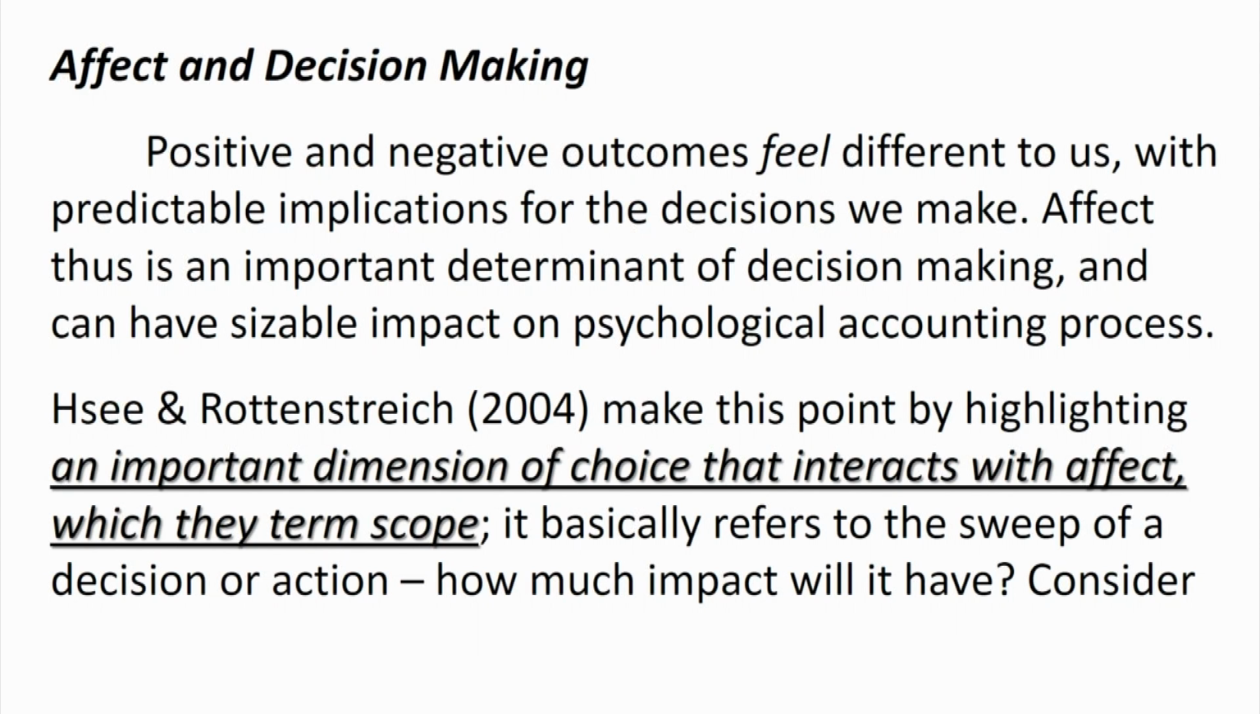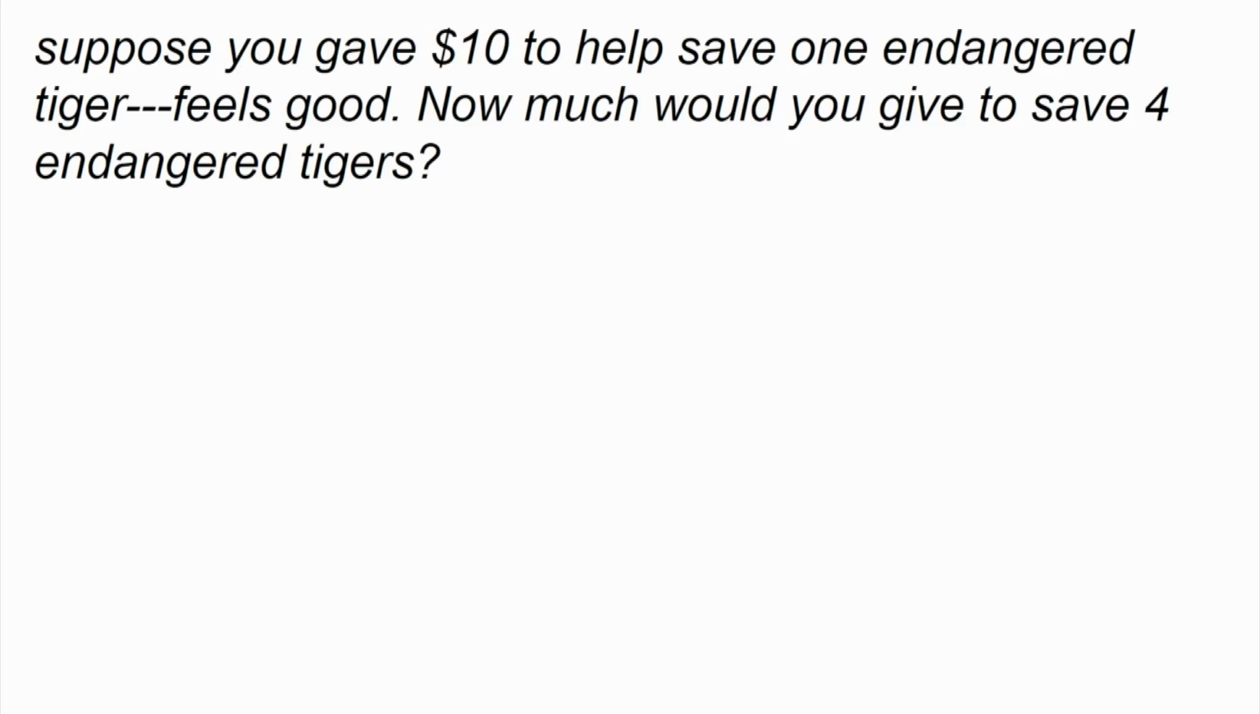So, basically Hsee and Rottenstreich in 2004 came up with a whole new dimension called scope, which refers to the sweep of a decision. Decisions are sometimes made in terms of positivity or negativity, or sweep, and this is what they discovered. Consider these two things. Suppose you give $10 to save one endangered tiger, it feels good. Now, how much would you give to save 4 such endangered tigers?